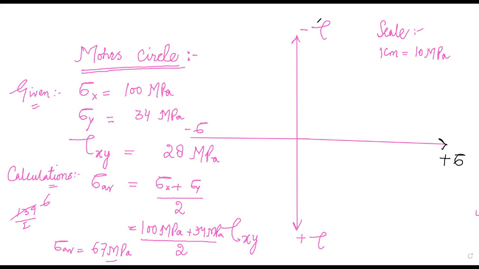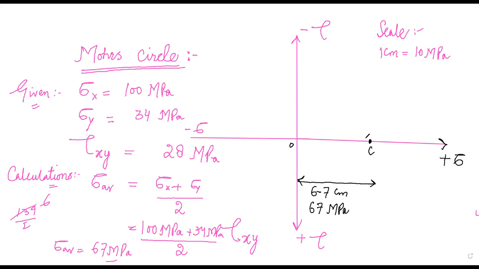How much is sigma average? 67 megapascal. This will be how many centimeter? 6.7. From the origin, move to a distance of 6.7 centimeter. Call this point as point C. Okay? And this is 6.7 centimeter, and this is 67 megapascal. Done? Any problem with this?